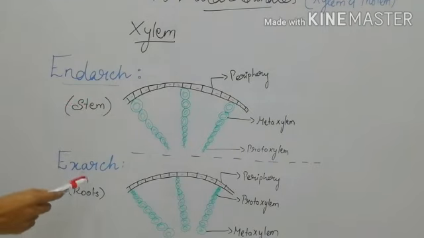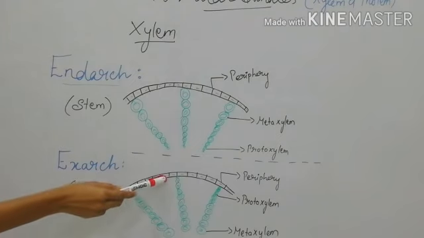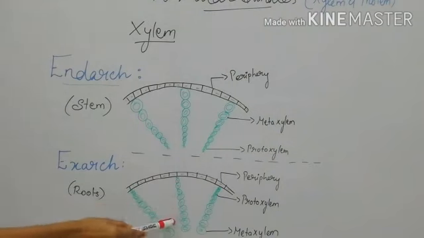And the exarch, here in exarch, the protoxylem is towards the periphery. So this is the periphery and the protoxylem is arranged towards the periphery and the metaxylem is arranged towards the center. That is the exarch.